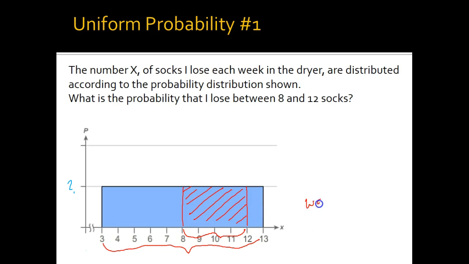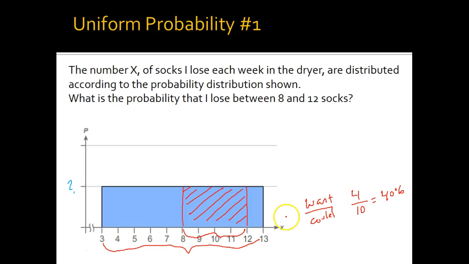Remember, probability is just what we want divided by what could happen. I could hit anywhere in the blue rectangle. What I want to happen is to hit in the red rectangle. The width of the red rectangle is from 8 to 12, so 12 minus 8, which is 4. The width of the blue rectangle is from 3 to 13. 13 minus 3 is 10. So the probability is 4 out of 10, which is 40%.